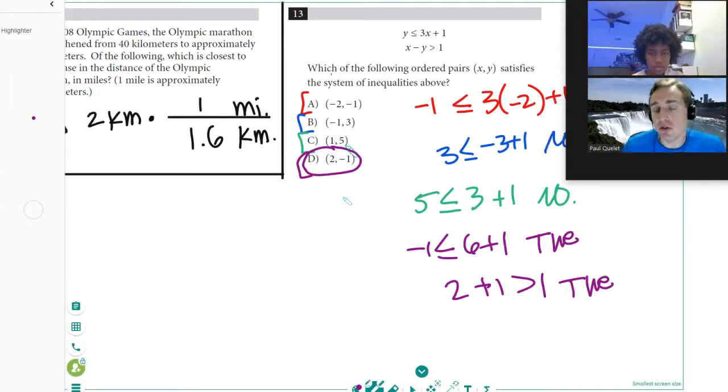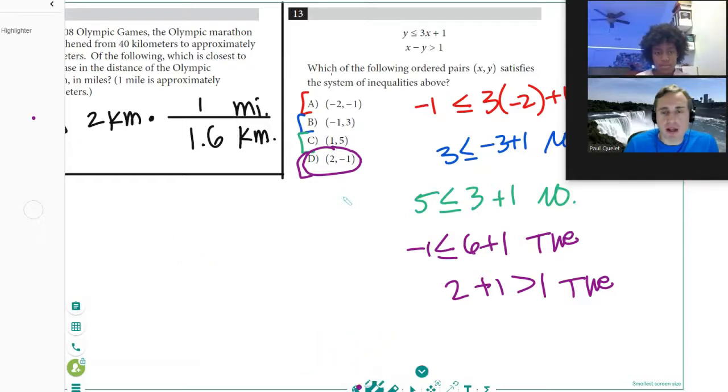First of all, if you do this, the brute force method, by far, after working with a lot of people, I've seen that the last choice tends to be the most common answer. Because they kind of expect you're going to plug them all in. So I might even suggest you start from the bottom up and make sure you don't make a mistake.